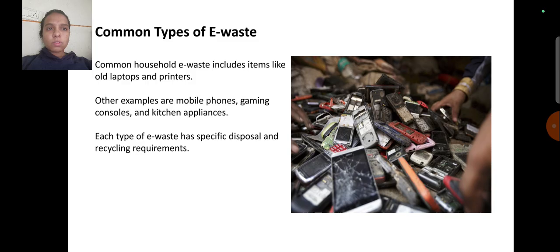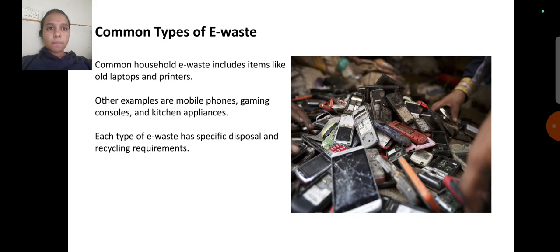Next, common types of e-waste. Common household e-waste includes items like old laptops and printers. Other examples include mobile phones, gaming consoles, and kitchen appliances. Each type of e-waste has specific disposal and recycling requirements.